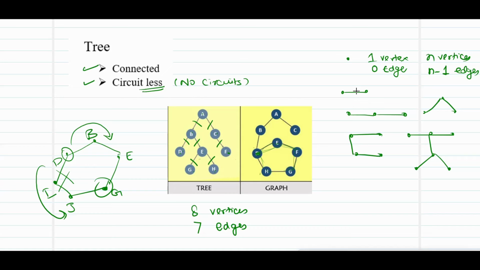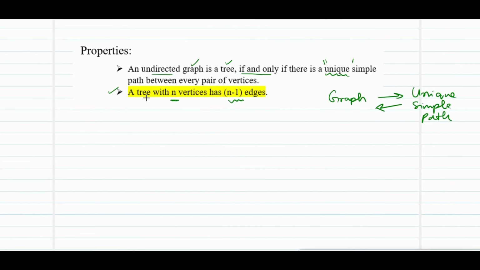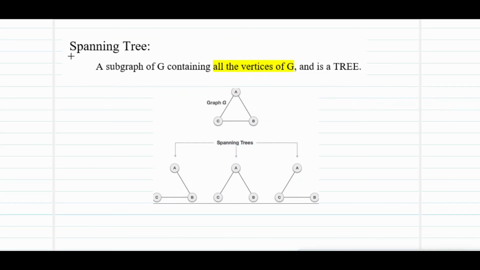2 vertices, 1 edge. 3 vertices, 2 edges. 4 vertices, 3 edges. 6 vertices, 5 edges. So the basic property says that a tree with n vertices has n minus 1 edges. So we will have to keep these two properties in mind whenever we are constructing a tree out of a given graph G. The next concept which we will be looking at is called a spanning tree.